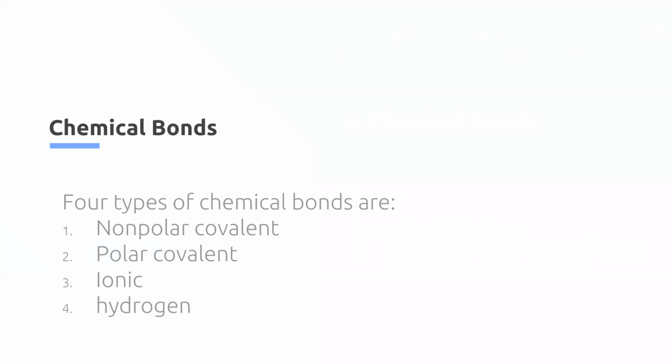So there are four types of chemical bonds. We have nonpolar covalent, polar covalent, ionic, and hydrogen. Now notice that the first two bonds have the same word with them, covalent. So this is a general term that refers to the fact that atoms share electrons in this bond. Okay?